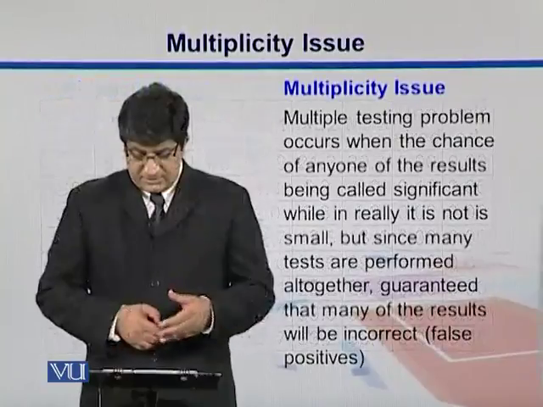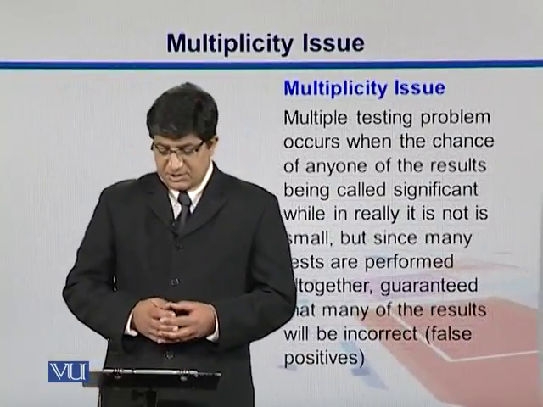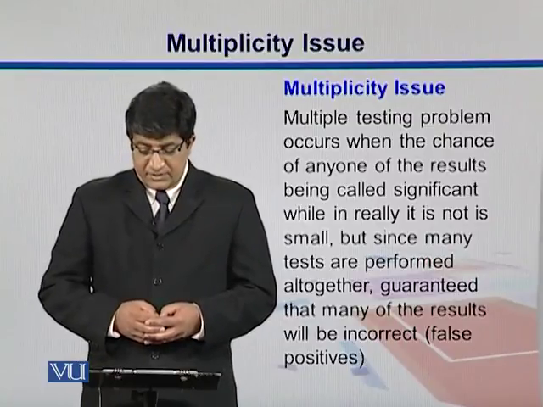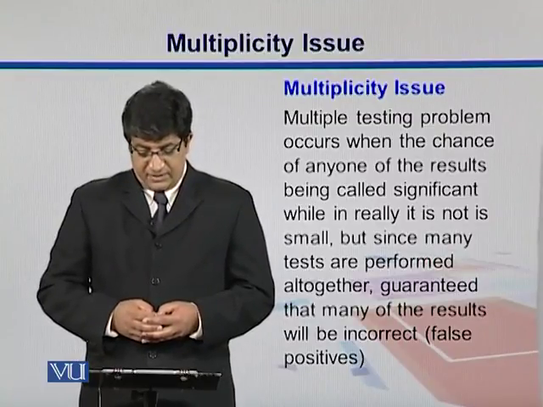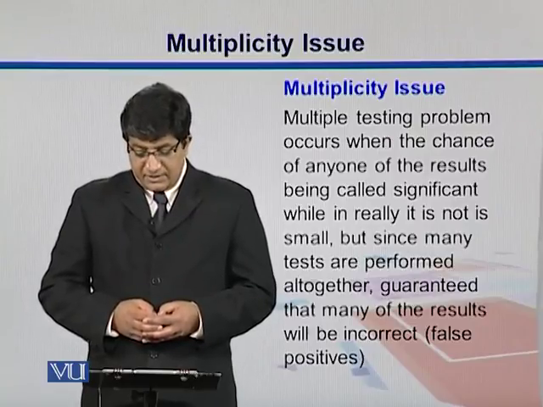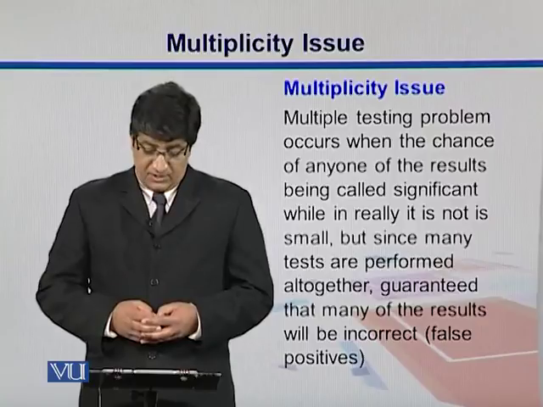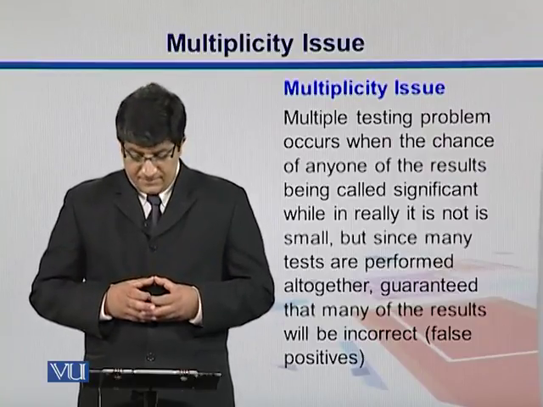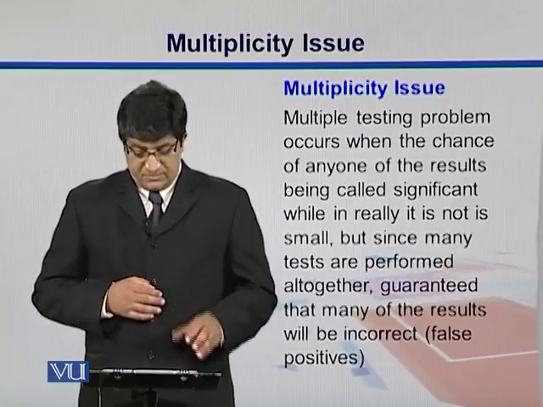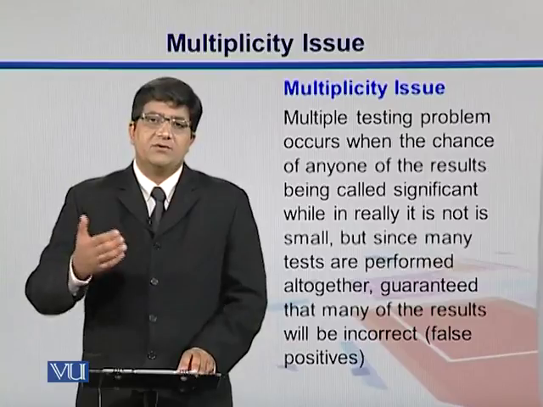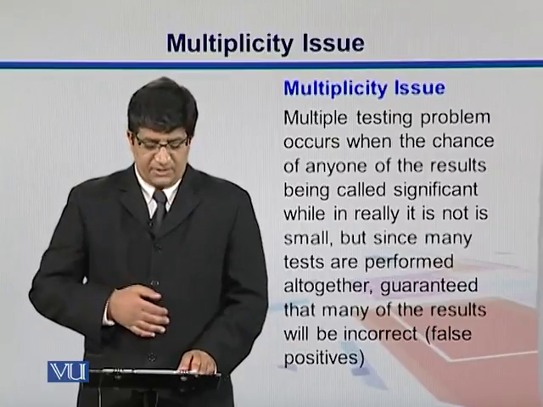This we call the multiplicity issue, where you have multiple testing. It occurs when the chance of any one of the results being called significant, while in reality it is not, is small, but since many tests are performed altogether, it is almost guaranteed that many of the results will be incorrect. So many false positive results will be there if you are throwing so many tests altogether.